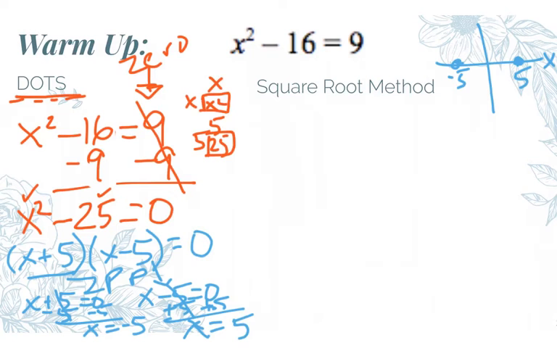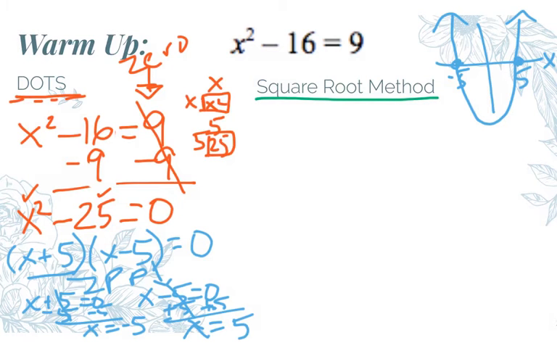All right. Hopefully you said it's facing up, so it should be something like my sketch here, because the x squared term is not negative. If it were negative, then you'd be facing down. All right, so now let's get to the square root method.